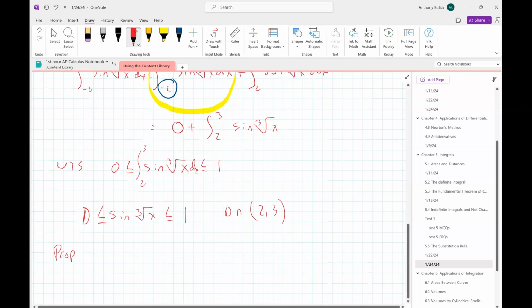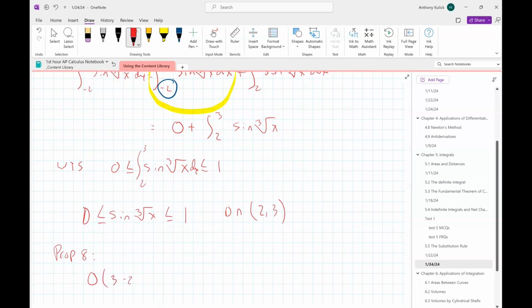So using property 8 then, I know that lower bound times 3 minus 2 has to be less than or equal to the integral, which is less than or equal to, so this is like my little m and that's like my cap M, and then 1 times 3 minus 2, and now I'm done.